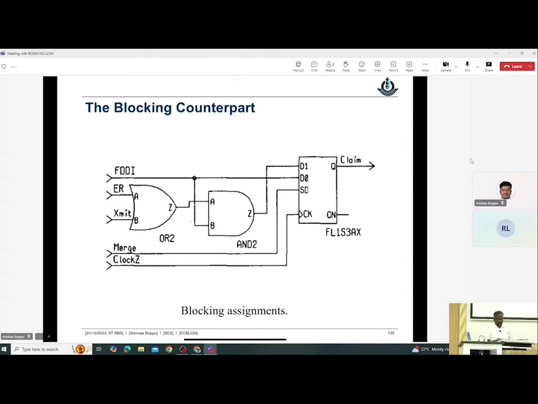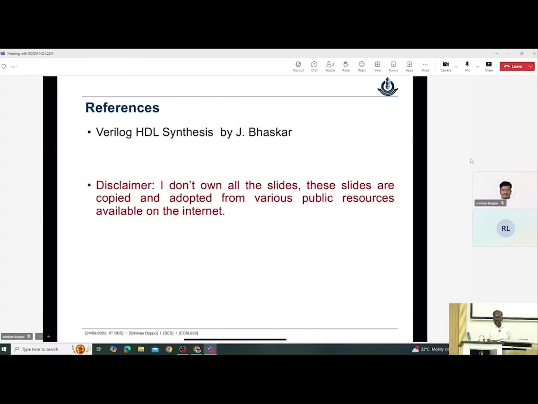Okay, good. So that's all I had, and these are the references. It is completely from the Bhaskar book, and again as I said, I might have copied the slides from different sources, and I don't own all the slides.